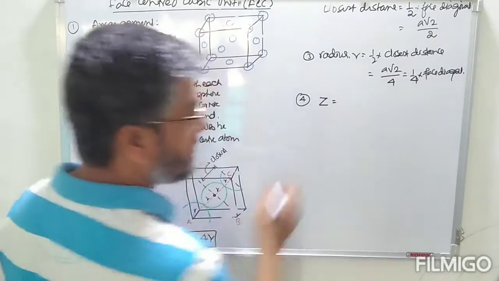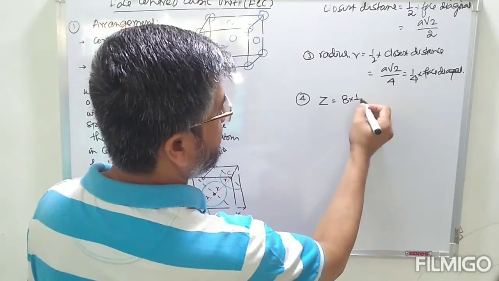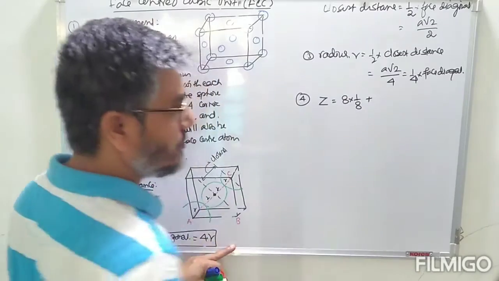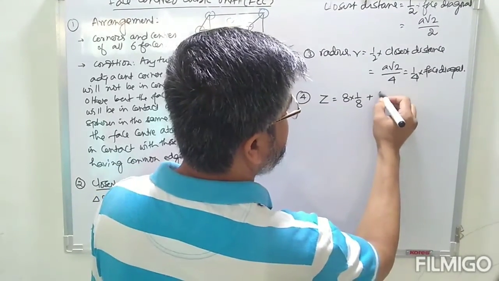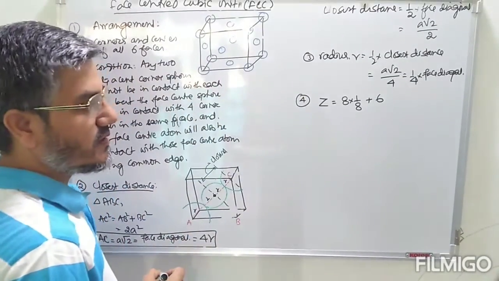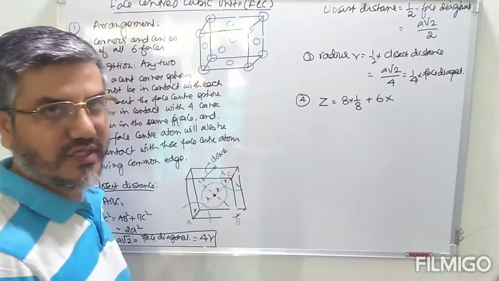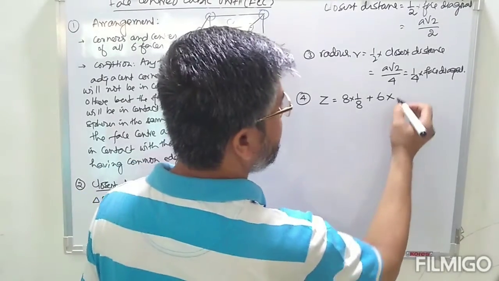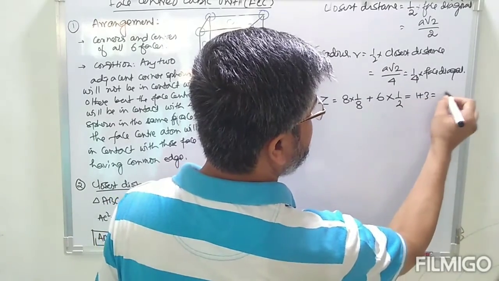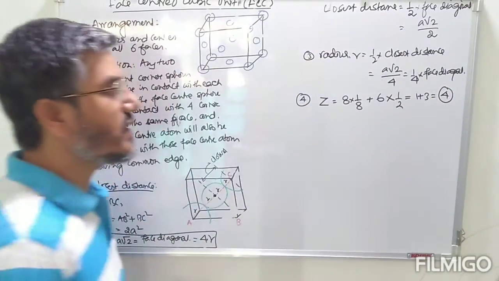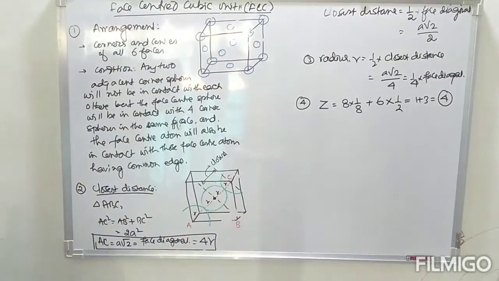Then we have Z, the effective number of atoms per unit cell. We have 8 corner atoms, contribution is 1/8. Plus we also have atoms occupying centers of faces. There are 6 faces, so there are 6 spheres at the centers of faces. Each face is equally shared by 2 unit cells, so contribution is half. So this comes out to be 1 plus 3, that is 4. So effectively there are 4 spheres per unit cell in case of FCC lattice.